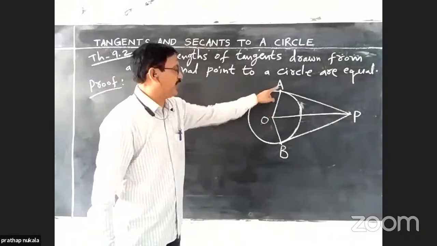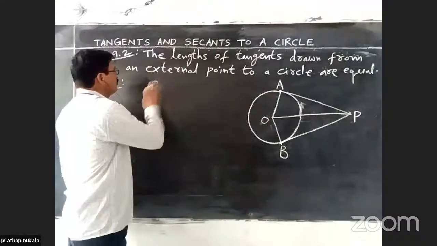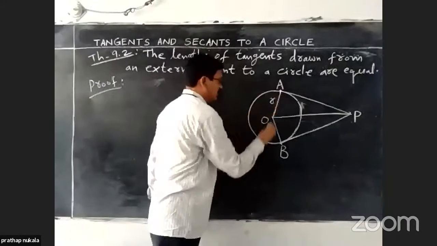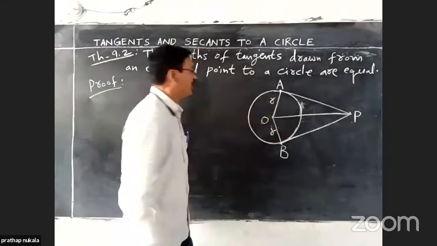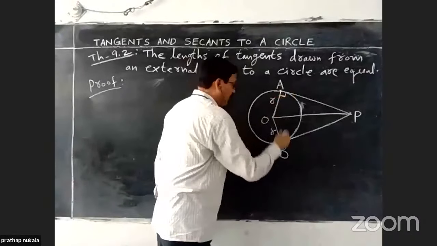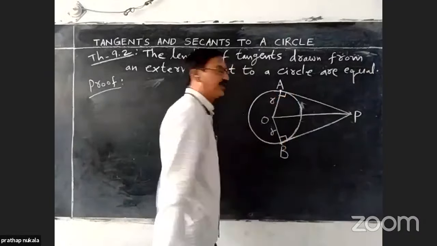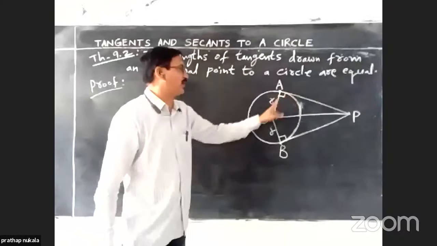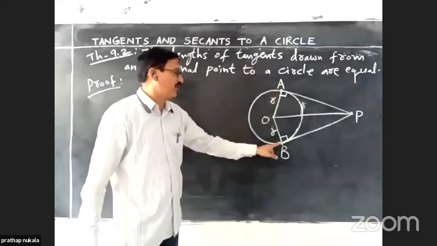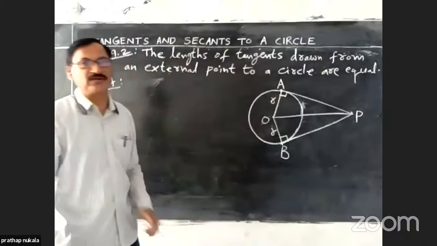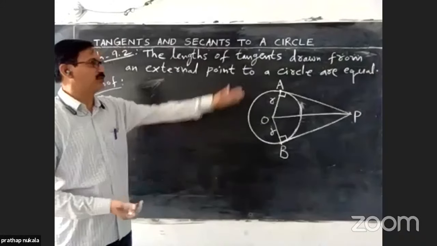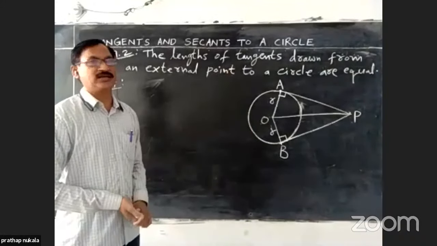Next, OA is the radius. OB is the radius. OA equal to OB, it will be the radius, as defined. Now this angle will be perpendicular. This is also perpendicular. Already we know a tangent is perpendicular to the radius through the point of contact. From that, both are right angles.